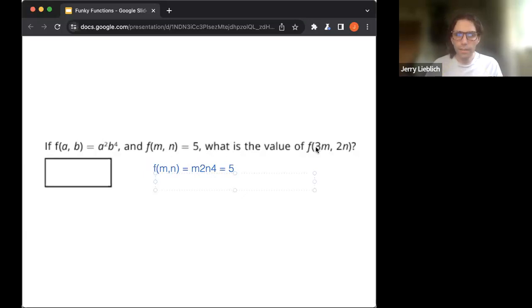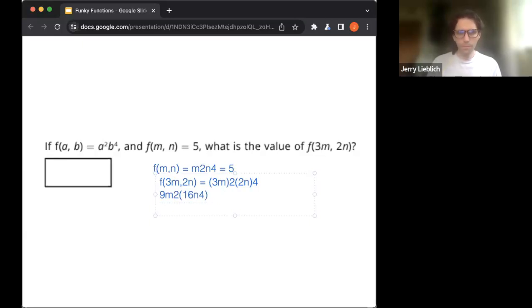So what do we need to do instead? Let's take a look at what's going on here. F of 3m, 2n. What's that going to equal? So 3m squared times 2n to the fourth. I'm going to distribute this squared, so that becomes 9m squared. Distribute this to the fourth power times 16n to the fourth.